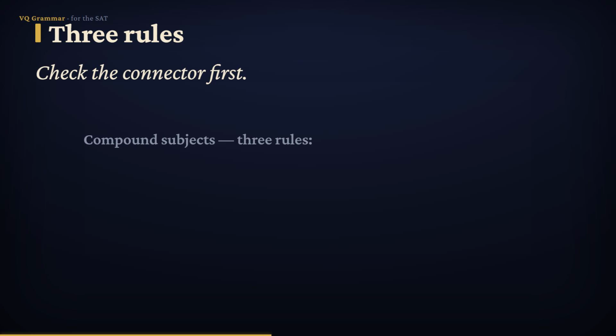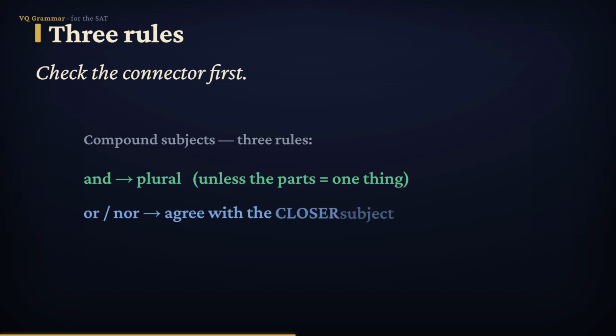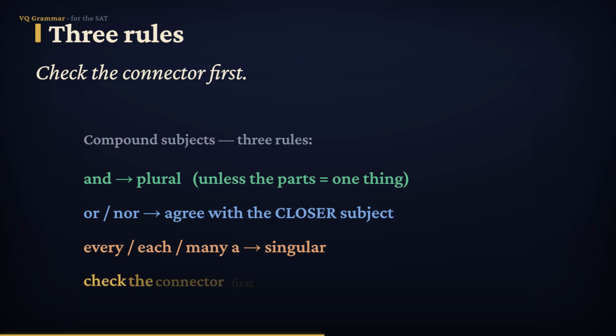Let's pull the rules together. If the parts are joined by and, the subject is plural unless they name a single thing. If they're joined by or or nor, the verb agrees with the closer subject. And if the subject starts with every, each, or many a, it's singular. So the connector is your clue. Check it first, and it tells you whether the verb should be singular or plural. Master those three, and compound subjects are no trouble.